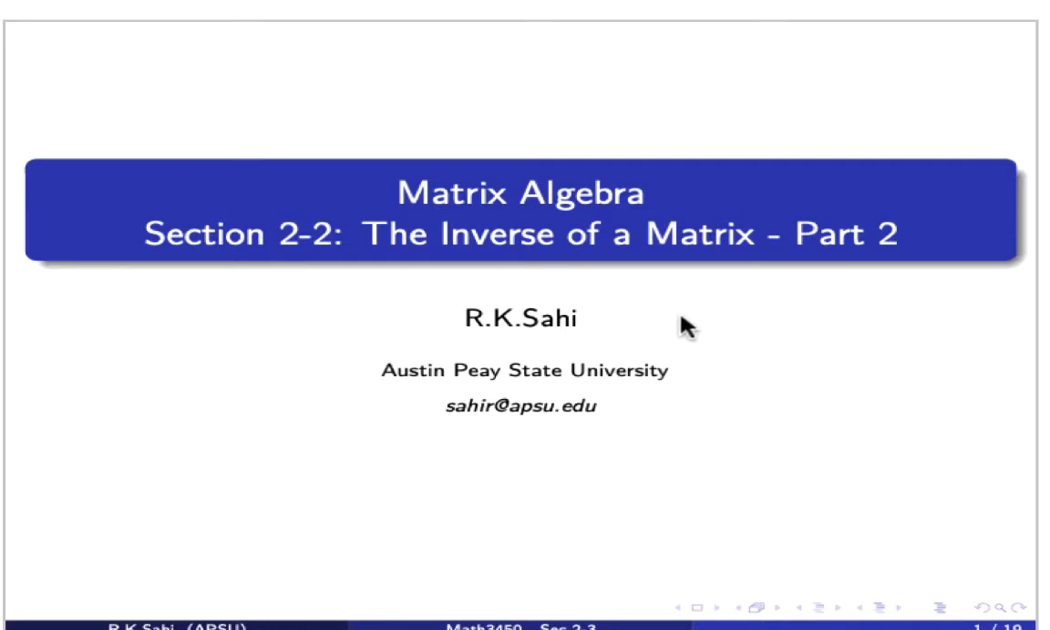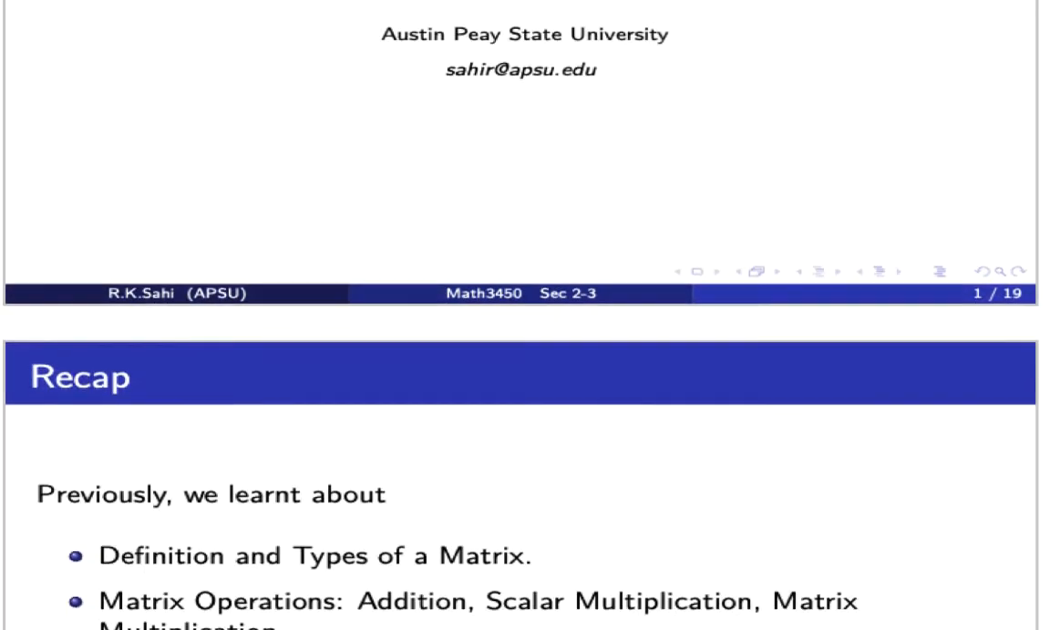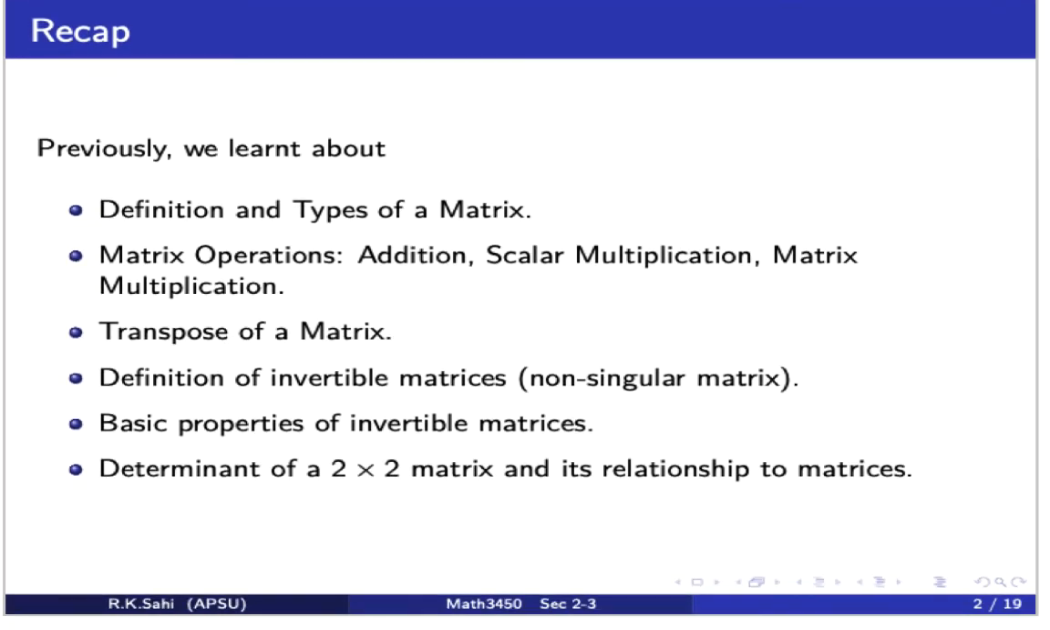Continuing on the inverse of matrix, we are going to be doing part 2 of it. The things we have done earlier, we talked about what is a matrix, some matrix operations, transpose of a matrix, and in part 1 we talked about definition of invertible matrices, some properties, and a determinant of a 2x2 matrix and its relationship to that matrix.